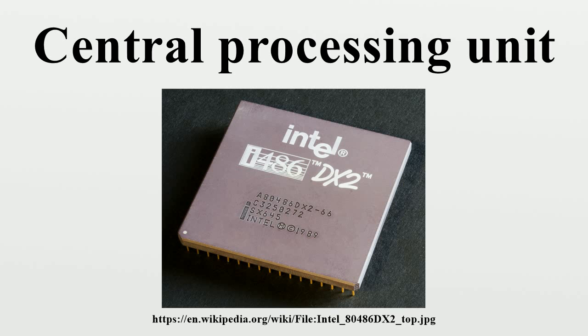This standardization began in the era of discrete transistor mainframes and mini-computers and has rapidly accelerated with the popularization of the integrated circuit. The IC has allowed increasingly complex CPUs to be designed and manufactured to tolerances on the order of nanometers. Both the miniaturization and standardization of CPUs have increased the presence of digital devices in modern life far beyond the limited application of dedicated computing machines. Modern microprocessors appear in electronic devices ranging from automobiles to cell phones, and sometimes even in toys.